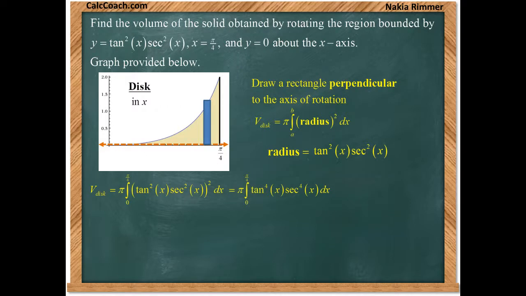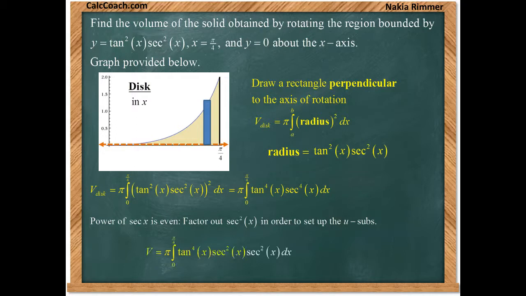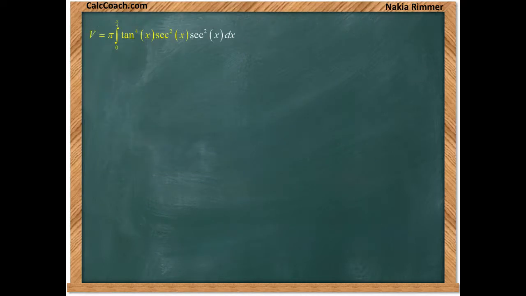And the attack on that will be the fact that there is an even power of secant. When that's the case, we factor out 2 powers of secant in order to set up the u-substitution. If we go and factor out 2 powers of secant, we'll still be left with 2 powers of secant and also the 4 powers of tangent. Let's go to the next slide to see how this works itself out.